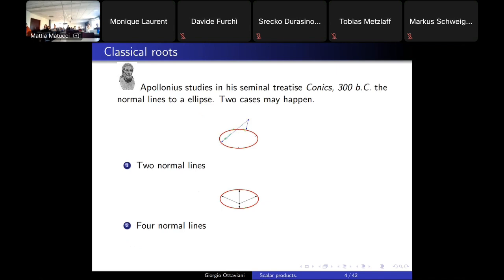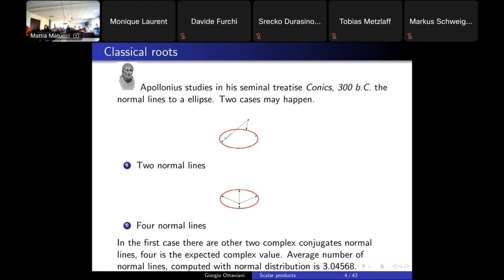So the equation which gives the normal lines for us has degree 4. And 4 is the complexity, in some sense, of making this computation. And it's quite astonishing that this approach was already taken 3 centuries before Christ.